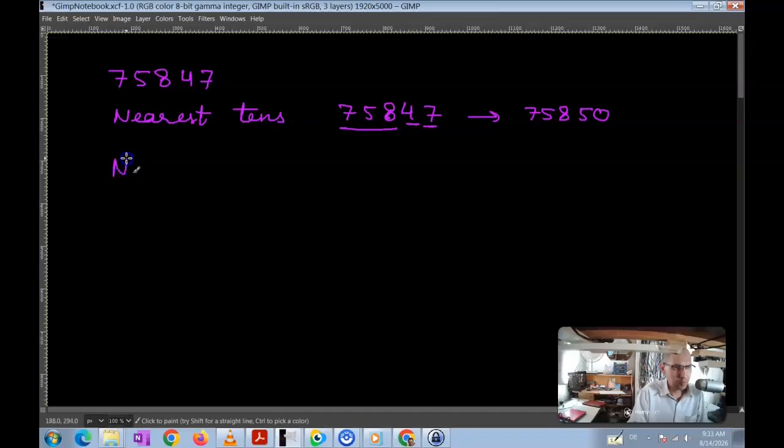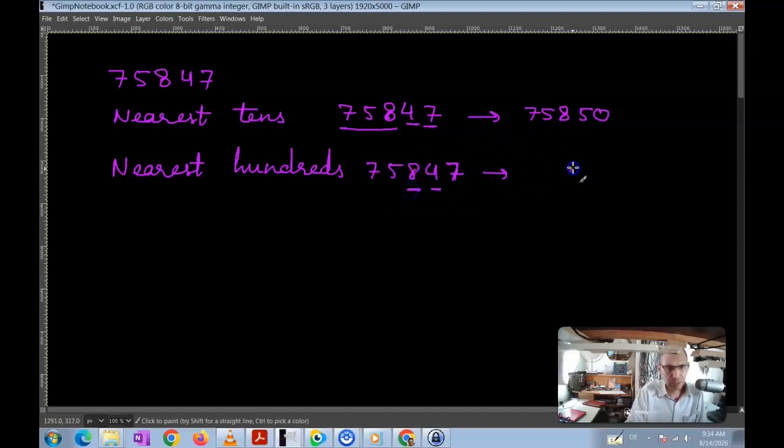Then if you want to write the same number to the nearest hundreds, you have 75,847. The hundreds place value over here is this place value, and then to the right of it we have a 4, which means that you will round down, so the 8 remains the 8. The last two digits are written as zeros, and the digits to the left are written as they are. So we have 75,800, right? 847 is much closer to 800 than 900, so the 847 part you would write simply as 800.